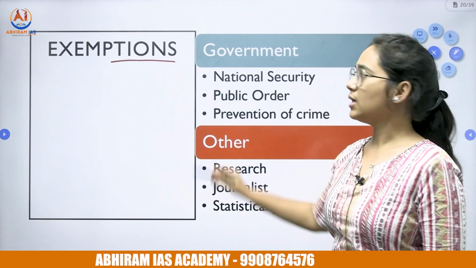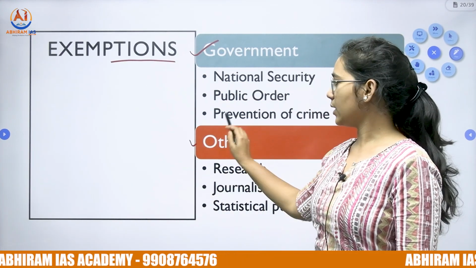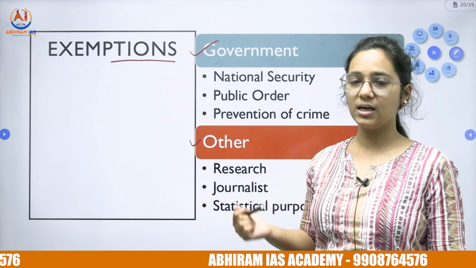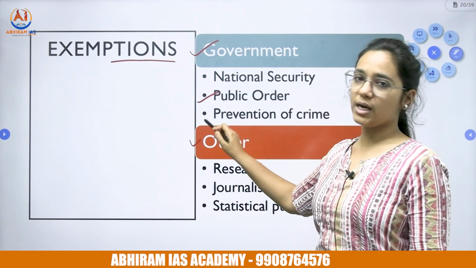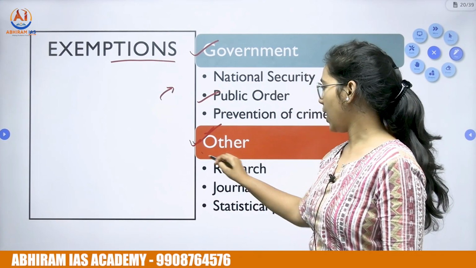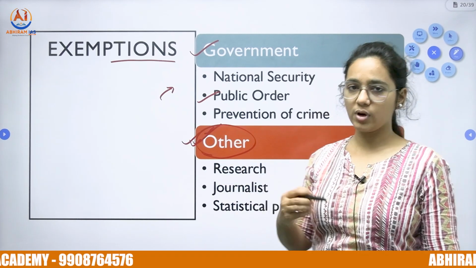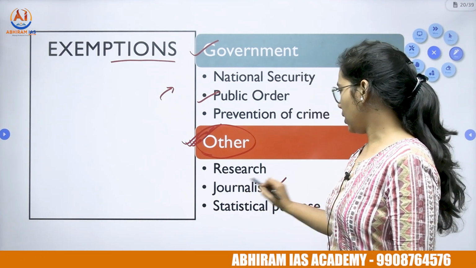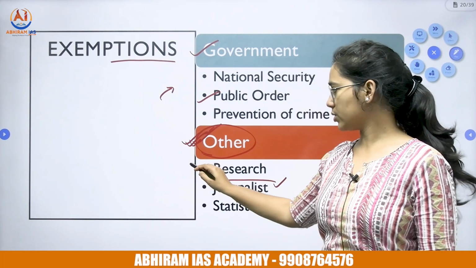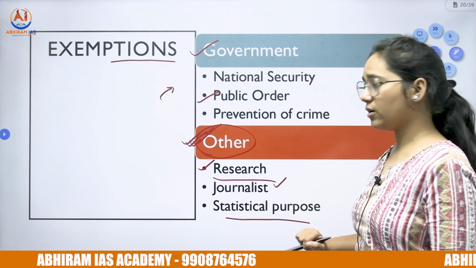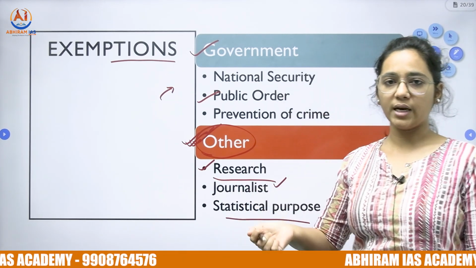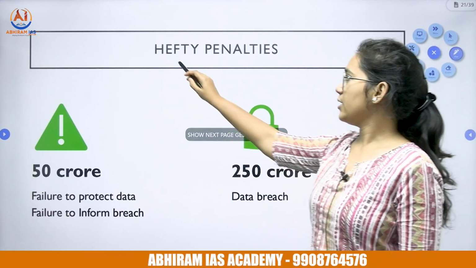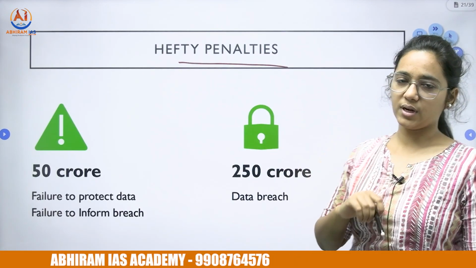So they have to conduct periodic assessments, and also regular independent audits. What are the exemptions? There are exemptions to government and other entities also. The government can have exemptions in some cases like national security, public order and prevention of crime. Next, if you are a journalist and you want some data, you can take it without any consent. A researcher also can have exemptions, and any kind of statistical report making, any kind of statistical purpose, you can have exemptions.